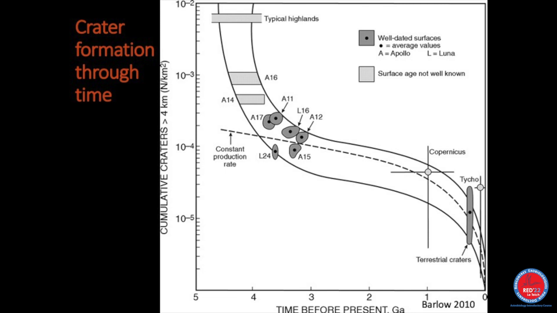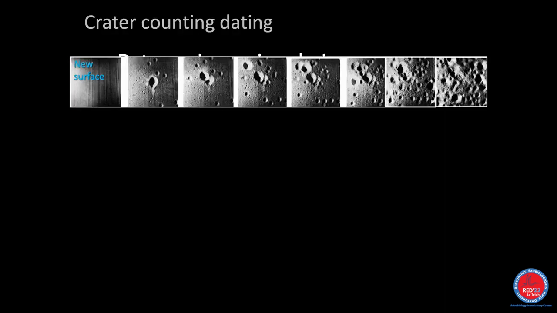Very easy. So here you have an example. You can see that this is a young lava flow on the Moon, and you can see that there are definitely fewer impact craters than on this older surface. If you calculate that and compare it to the known values, you can determine the ages of all planetary surfaces. This is how we do it.